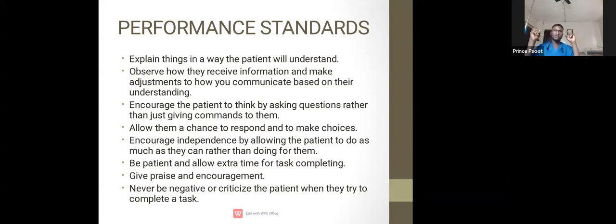You may feel like laughing, but trust me, as a health aide, you are not permitted to give any negative or critical feedback to your patients. So whenever they're trying to complete the task, even if they're not doing it well, don't give them a negative look. Give them a positive look that you can do this and you can be better. And you don't have to be tired. You can't be tired.